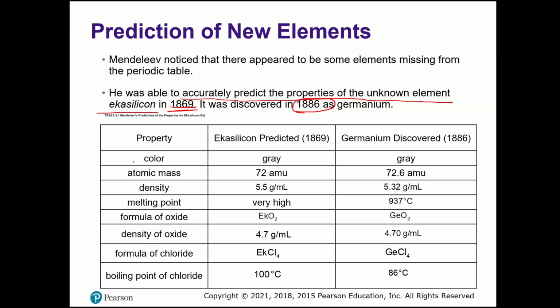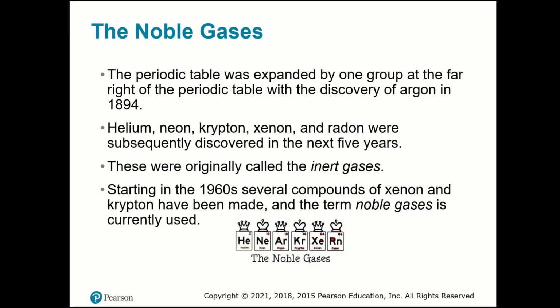So he could give the atomic mass, the melting point, the formula, everything. Look at this, the atomic mass. He predicted it should be 72 atomic mass units, and the color should be gray. Look what they discovered: 72.6 atomic mass. Density, he said it should be 5.5, and it was discovered to be 5.32 grams per milliliter. Melting point, he said it should be very high, and it is. And then the formula, pretty close, and density pretty close. Boiling point, he got very close. So he was very smart. This is why we talk about Mendeleev.